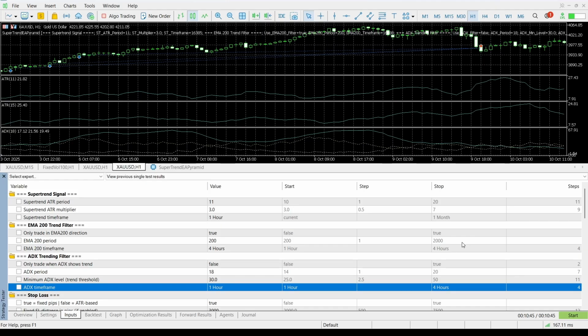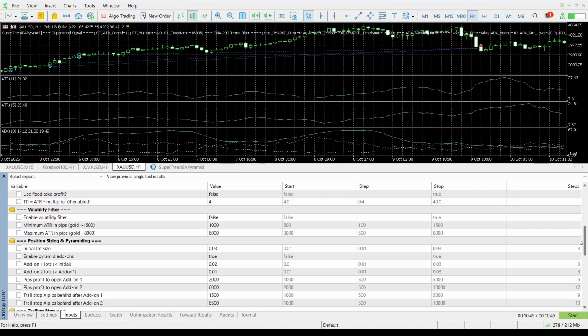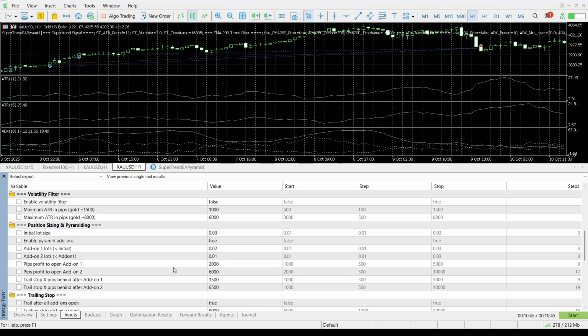But yeah, I'm really excited to be building systems like this. And as I said, these EAs cater for smallish accounts from $500, even $250 upwards. Because remember, you can always lower the settings simply by lowering the lot size. You can even turn these add-ons off if you really want to.